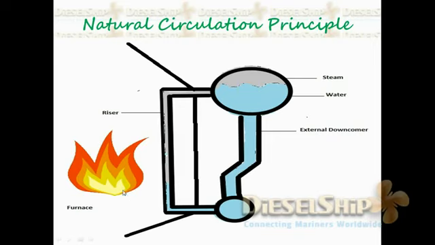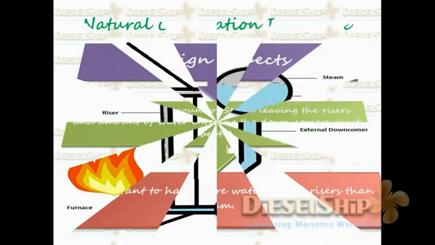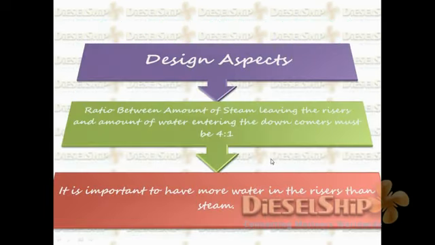And let's now go to the design principle. Why we have an external downcomer and what should be its size. So the design aspect is that the ratio between the amount of steam leaving the riser and the amount of water entering the downcomer must be approximately 4:1. Let's get back to the picture and understand this. The ratio between the amount of steam leaving the riser and the amount of water entering this downcomer must be approximately 4:1, and at no point must the riser tube be without water or full of steam. It should always have water in it. If not, it will lead to burnout and finally the rupture of tubes. So this is the design aspect.